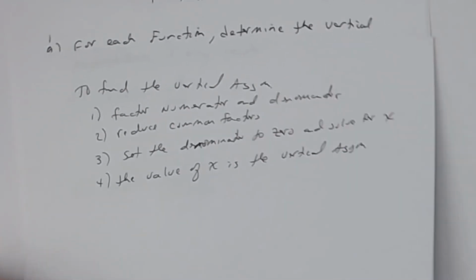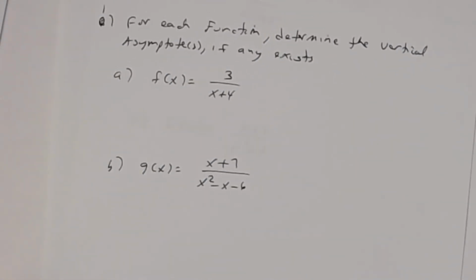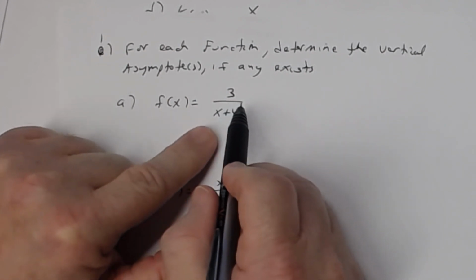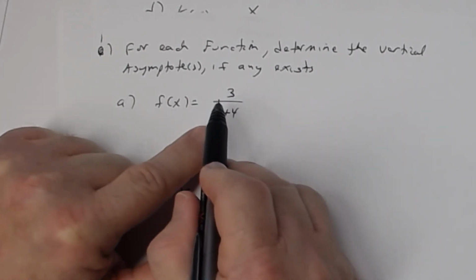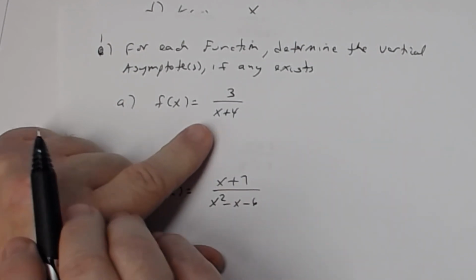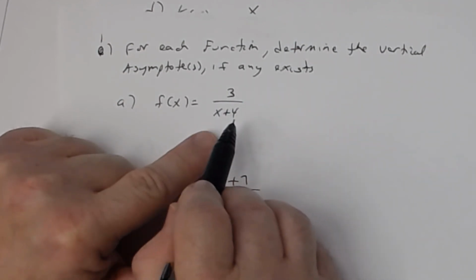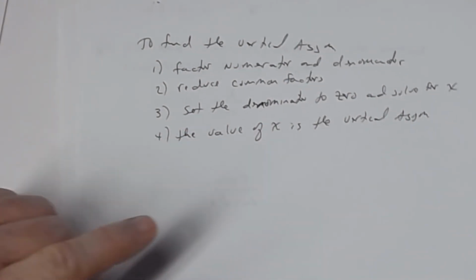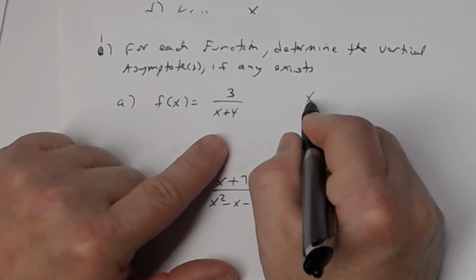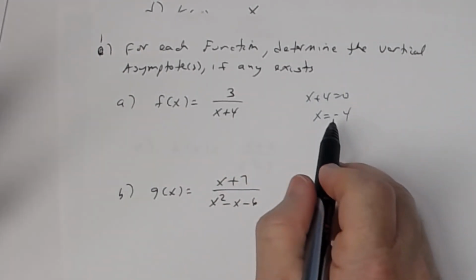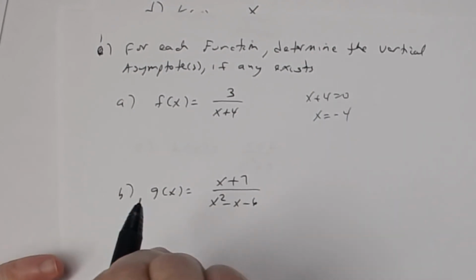All right, so let's go and do number 1. To find the vertical asymptote, we are going to factor numerator and denominator. Notice I cannot factor anything else. Once you do that, you take the denominator, remember step 3, set the denominator equal to 0 and solve for x. So x plus 4 equals 0, so x equals negative 4. That number is your vertical asymptote.